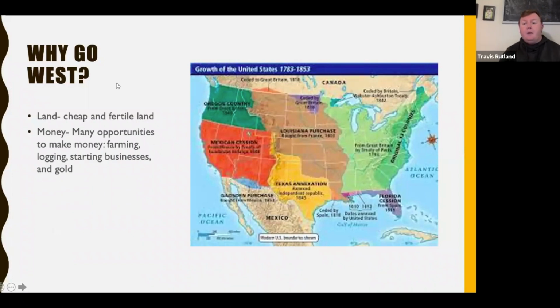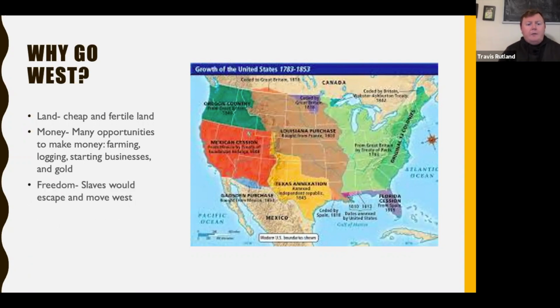Another one is money. That was an incentive. There were many opportunities to make money in the West, farming being a big one with that cheap and fertile land. There was also logging, especially up in the Northwest, Washington, Oregon, Idaho, that part. Starting businesses in these new towns, you may be the first blacksmith in the area. You may be the first jewelry store in the area, something like that. Another one was gold, of course. Gold is worth a lot of money in this day, and if you can find some, you may never have to work again in your life.